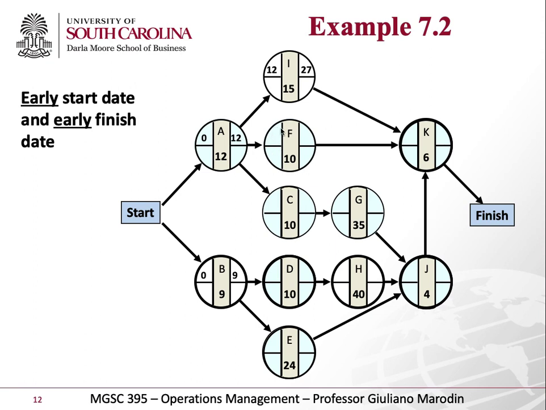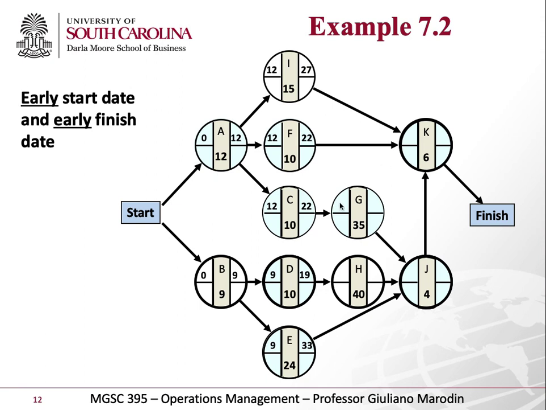Now I go to F. What is the earliest start date for F? 12 plus 10, 22, right? What is the earliest start date for C? 12 again, right? Coming from A here, plus 10, 22 again. And let's go to D now. What is the earliest start date? Now I have to see that B is 9, week 9. So it's going to be week 9 plus 10, 19. And for E here, again, week 9 plus 24 equals 33, right?